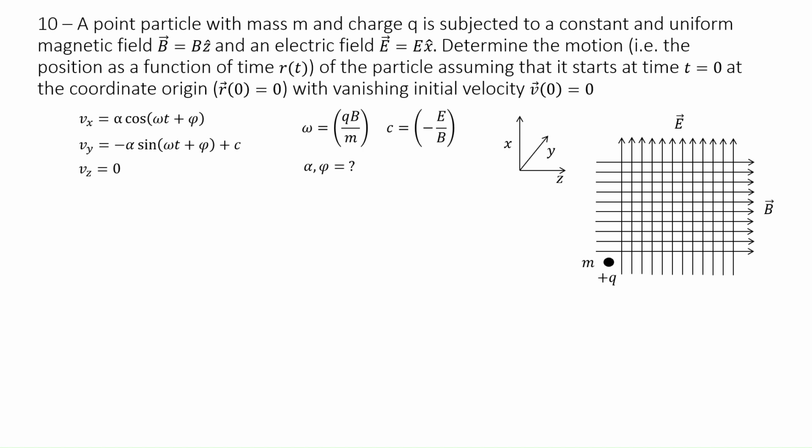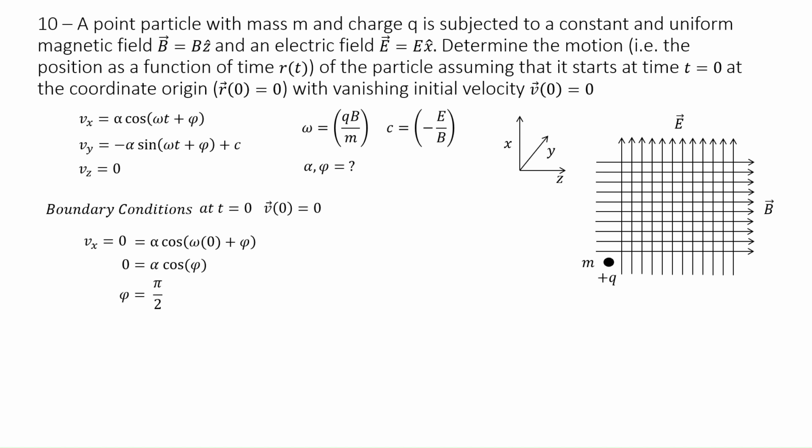So we found C, it is minus E over B, but we still don't know what alpha or phi is. And in order to find these, we will look at the boundary conditions. Now we know that at time 0, the velocity in all directions is 0, as it is given to us in the question. And so we can say that Vx equals 0 at time equals 0. Now we've just subbed in t equals 0 into this equation, and we can rearrange to get alpha cos phi, and phi has to equal pi over 2, as that is when cos equals 0.